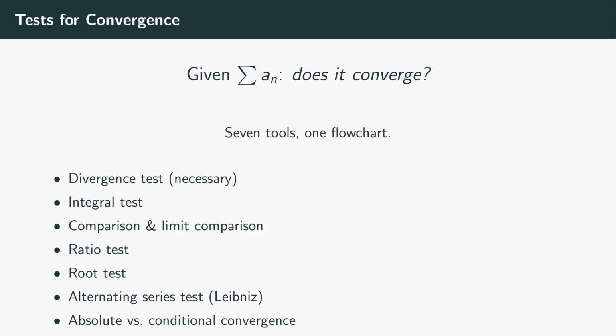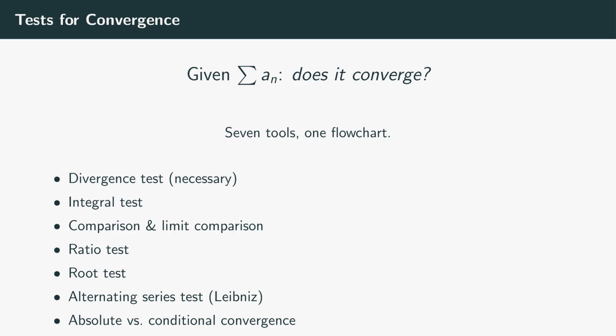Welcome back. Last episode we defined sequences and series, met the geometric, harmonic, and p-series families, and proved the divergence test. Today we build the working toolkit. Here is the central question of this entire half of the course. Given an infinite sum, the sum of a sub n, does it converge to a finite number, or doesn't it? Last episode we could answer this question only for very specific families.